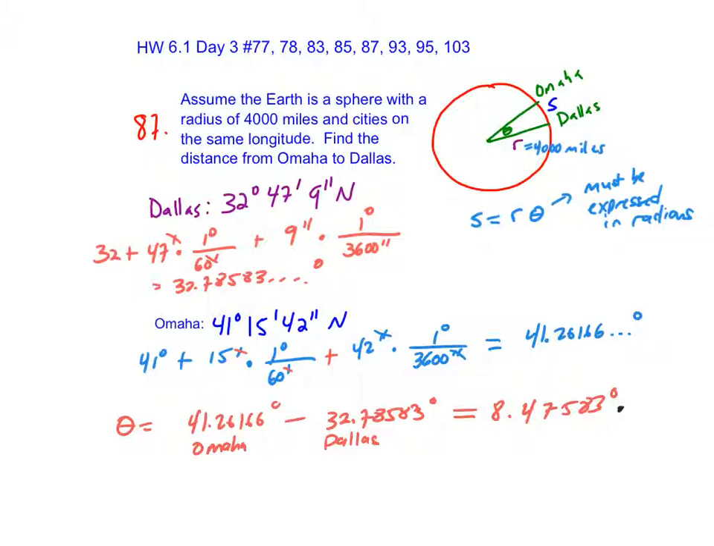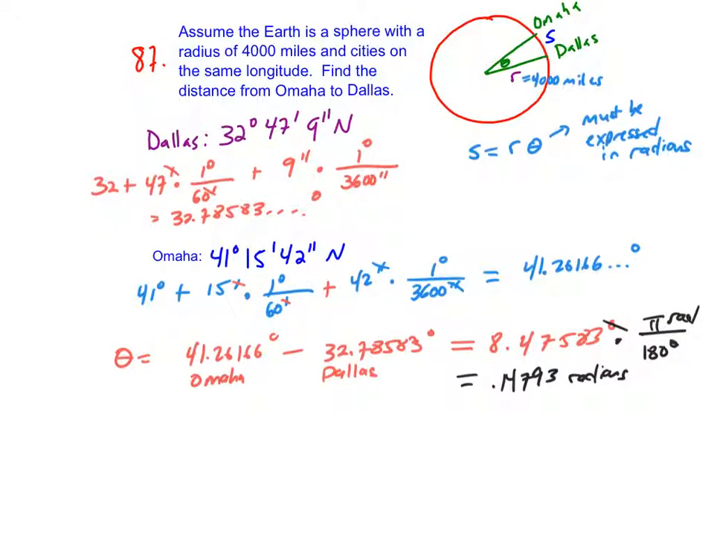So we can multiply this by the conversion factor from degrees to radians. I know there are 180 degrees in pi radians. And when we multiply that out, we get 0.14793 radians. Finally, we need to find the arc length, or the distance between the two cities.